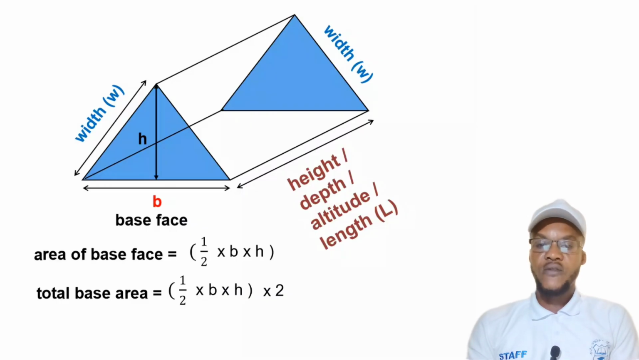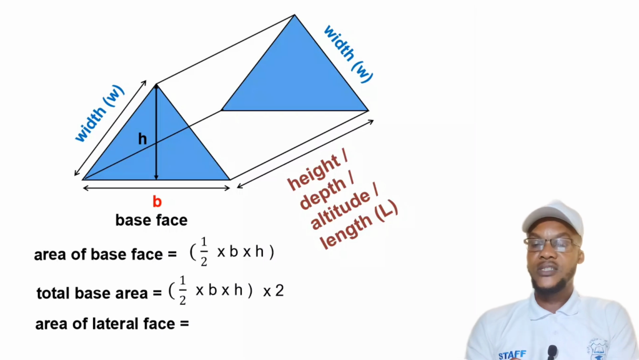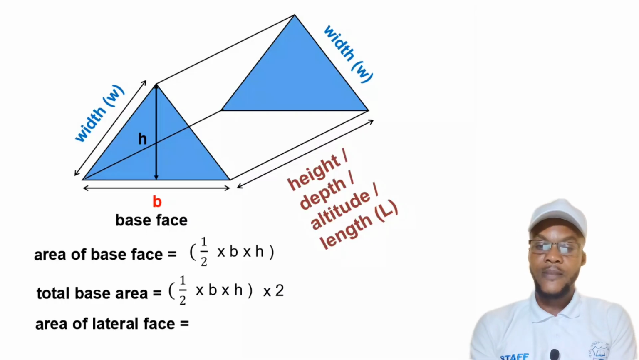All right. So if we know the total base area, then let's find the area of the lateral face, which is a rectangular face. Now we know that the lateral faces, how many are they? We have three. Because they are also identical, if you are able to find one, then it's the same as the three. So you just multiply by three, like how we calculated for the base area.